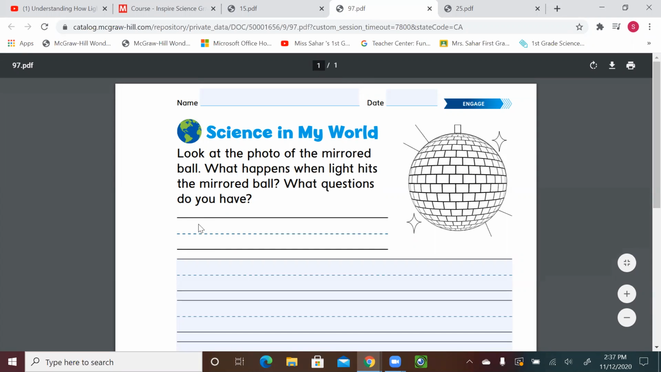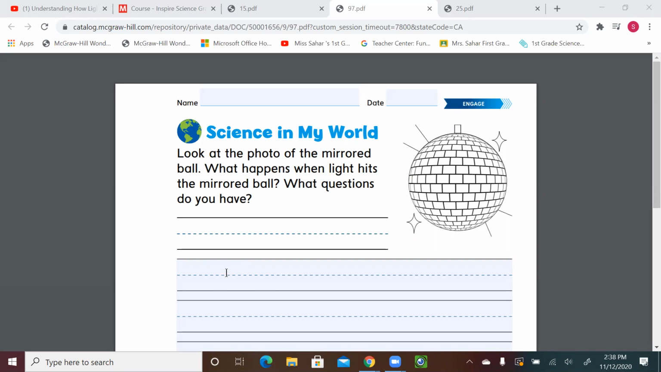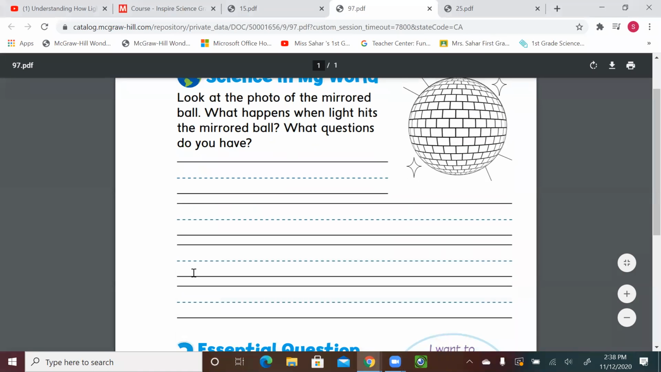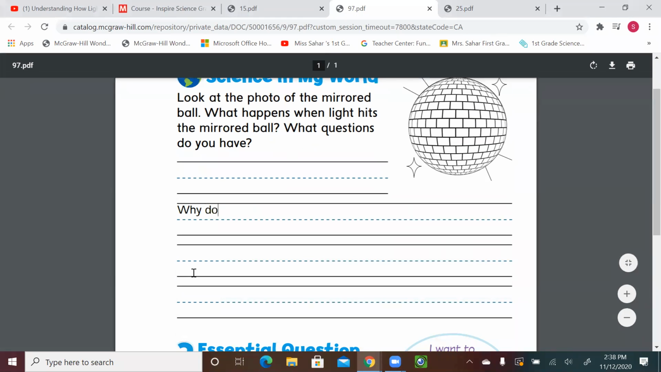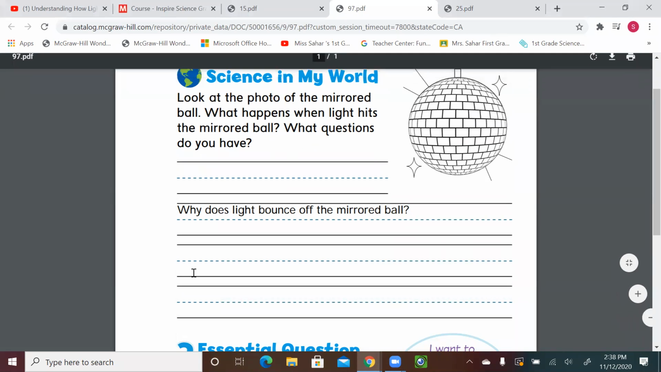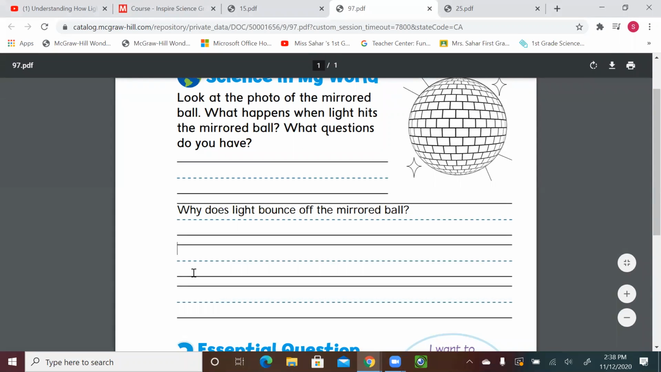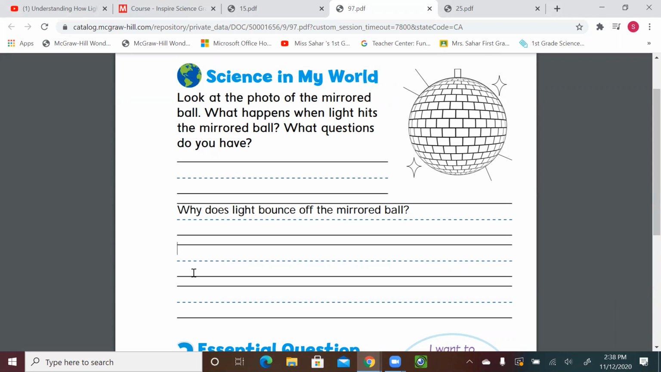So we need to come up with a question related to this picture. Let me see if I can use it. Yes. All right. So what kind of question can we think of? For example, I'm asking why does light reflect back or bounce back from the ball? The mirrored ball. It could be, why does light bounce off the mirrored ball? Or in what direction does the light go when it bounces off the mirrored ball? Which direction? We can ask this one also.